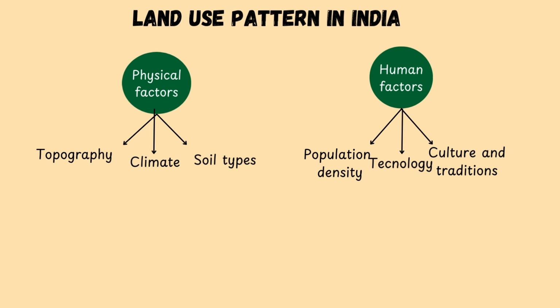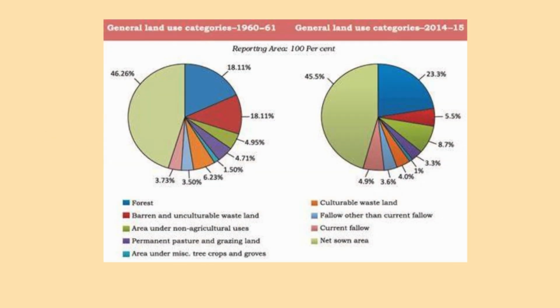And the third one, other uncultivated land, excluding the fallow land. We can see that there are some permanent pastures and grazing land, and some lands have miscellaneous trees. These tree crops are not included in the net sown area. Next one is the cultivable wasteland, which is land left uncultivated for more than 5 agricultural years. Next comes the fallow land. First is the current fallow land, which is left without cultivation for just 1 year. The other fallow land is left uncultivated for 1 to 5 agricultural years. And next one, net sown area, that is the land used for agriculture.